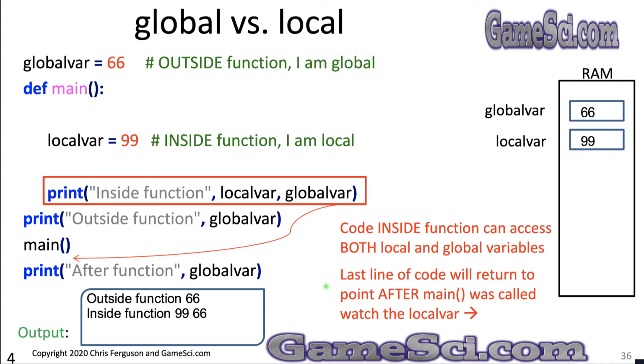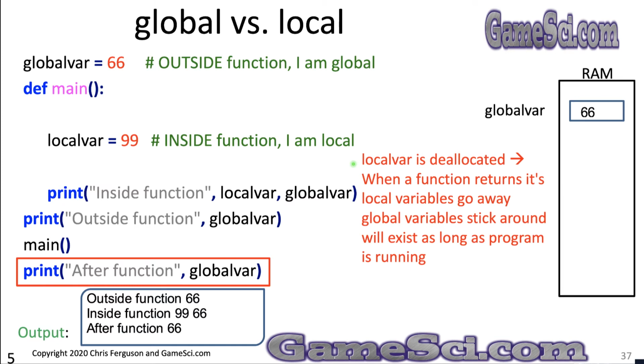The last line of code of the function main will return to the point after main was called. Watch the local var over here. Watch what happens when we return. So why is this the last line of the function main? Because it's the last indented line underneath the definition of main. Main will contain all the indented lines, and when you're done with indented lines, main is done. And that's why this arrow is saying, once you're done with this line, jump back to whoever called main. It'll jump back to after the call to main here.